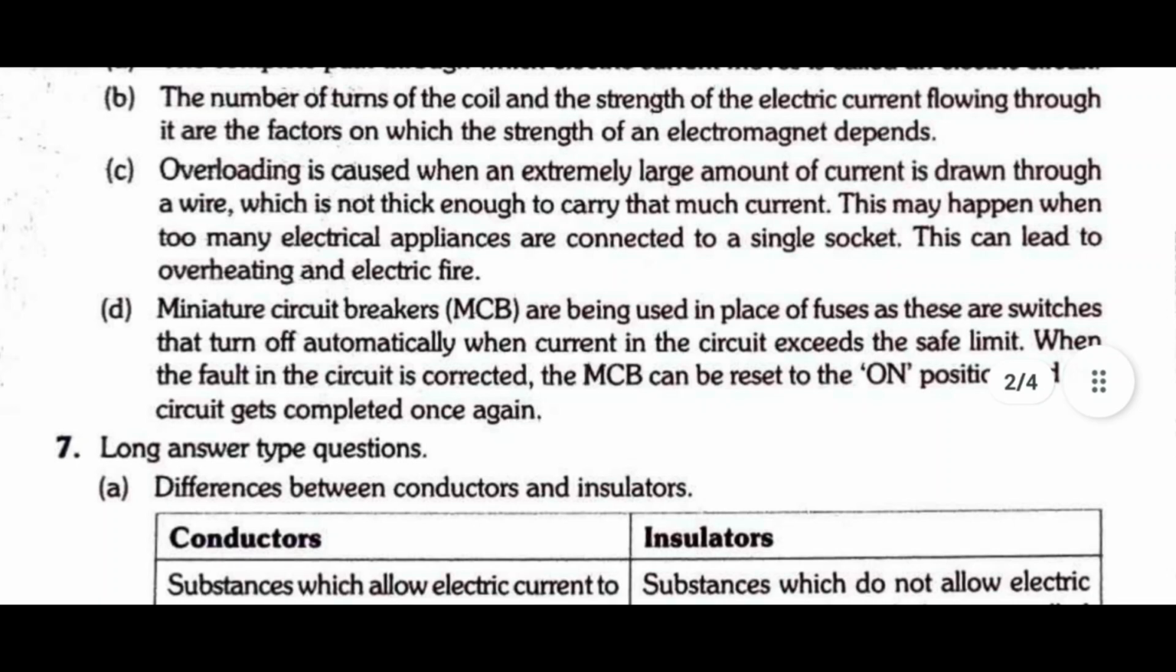Then question number D is, why are MCBs preferred over electric fuse? MCB or miniature circuit breakers are being used in place of fuse, as these are switches that turn off automatically when current in the circuit exceeds the safe limit. When the fault in the circuit is corrected, the MCB can be reset to the on position and the circuit gets completed once again.